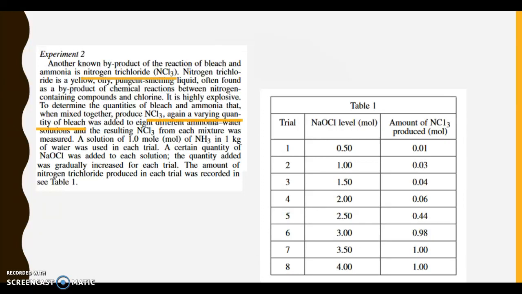In experiment 2, we're going to be looking at a different byproduct, nitrogen trichloride. Again, we're going to vary the amount of bleach and keep the amount of ammonia constant. And we're going to see how much nitrogen trichloride is produced in each experiment. Again, I'm going to draw my trend lines. So as I go from trial 1 to 8, I see that I am increasing the amount of bleach, and as a result, I'm increasing the amount of nitrogen trichloride that is produced.